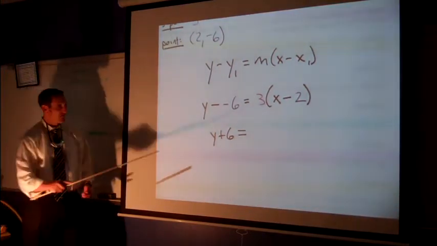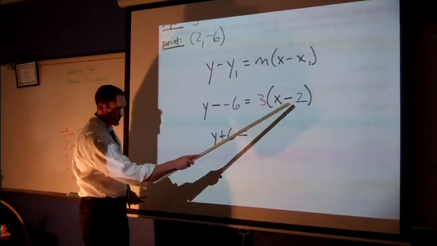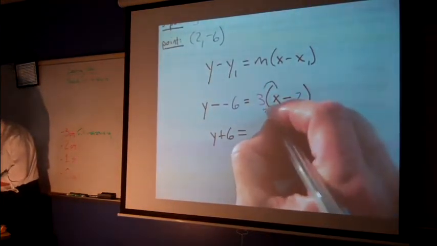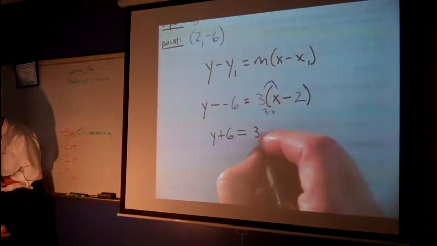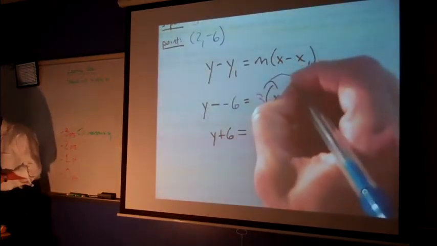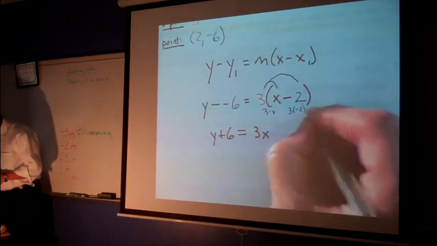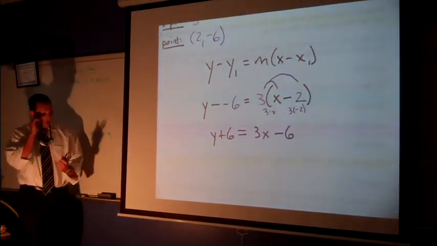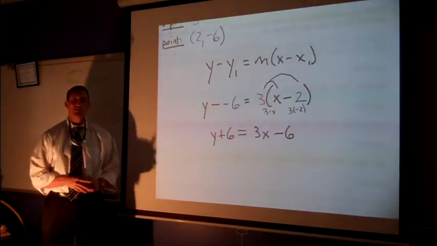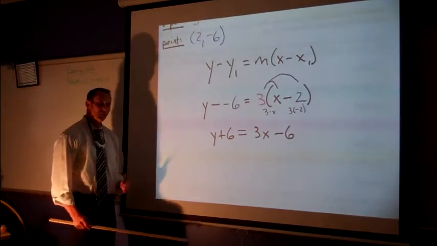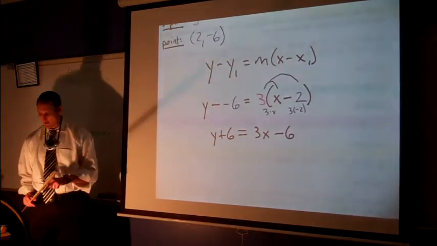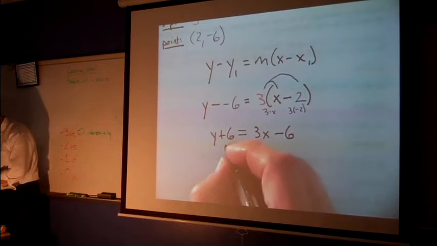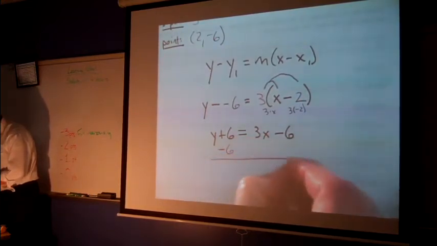Now we use the distributive property here, 3 times x minus 2. So we can now distribute 3 times x, which is 3x, and then 3 times minus 2, which is minus 6. So we're continuing on simplifying what we have. The only thing we have left to do is to get this y by itself. And to do that, we just need to undo plus 6. And so we simply subtract 6 on both sides of the equal sign.